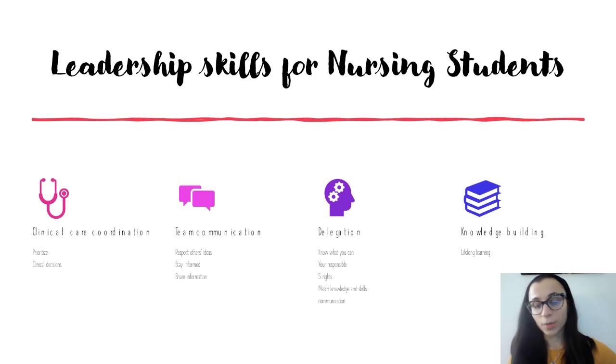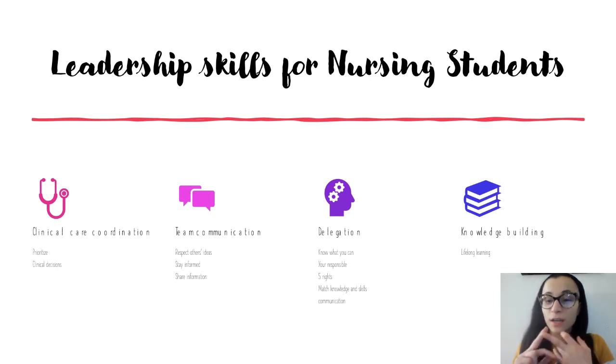In terms of delegation, we're going to go into the 5 rights of delegation on the next slide, but for delegation, you should always know what you can delegate and what you can't. For instance, you can't delegate giving IV antibiotics to a nursing assistant, even if they say they know how to. So you have to know what you can and what you can't. When you do delegate, it's always your responsibility. Even if you gave it to them and they're the one who drew the blood, if they mislabeled it, it's on you.